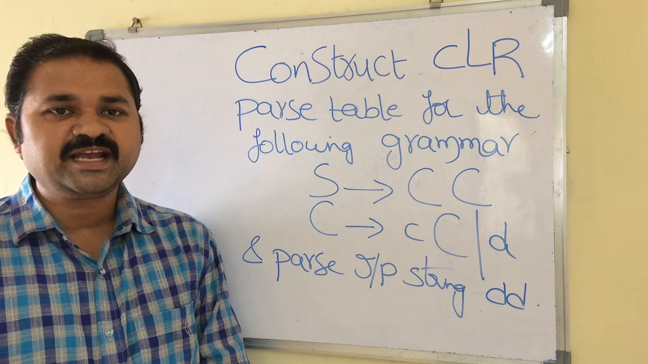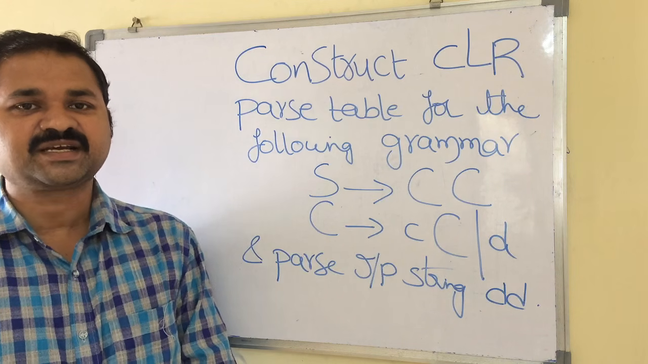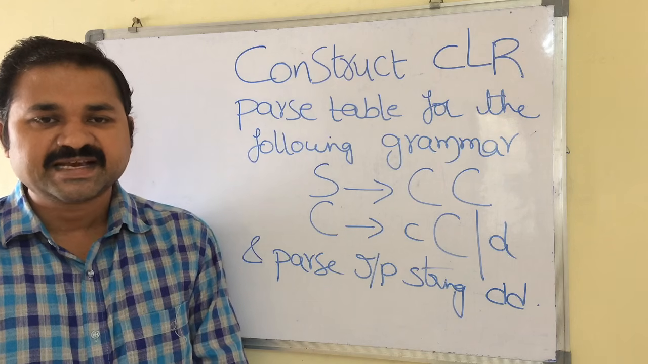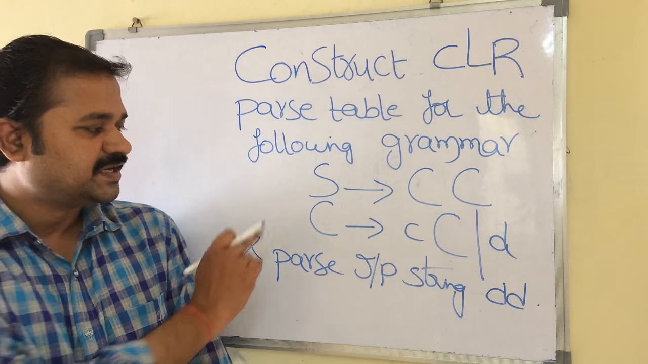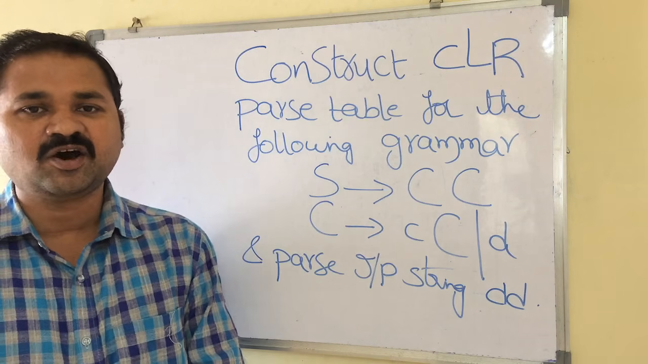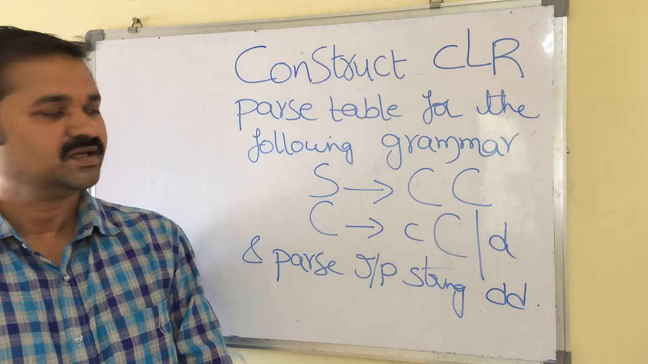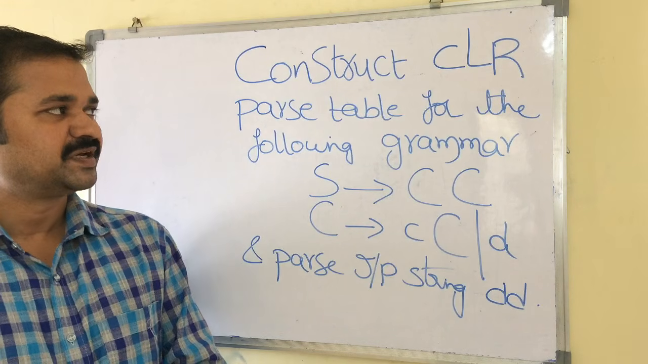Now let's see a CLR example. Construct the CLR parse table for the following grammar: S produces CC, C produces cC or d, and parse the input string dd. Okay, so now let us solve this problem.